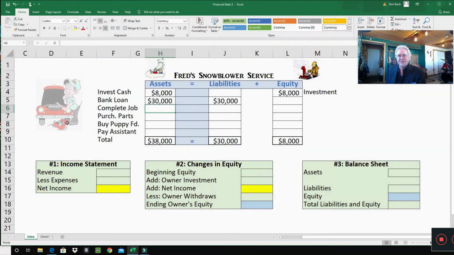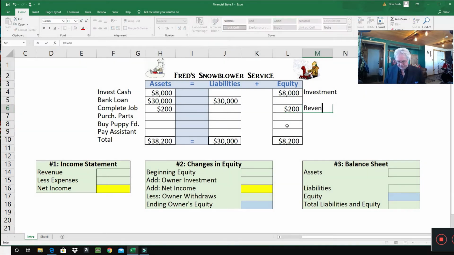Let's say Fred does his very first job. He repairs a snowblower for somebody and he earns $200. So here we go. Now that $200, he doesn't owe that money to anybody. It's his $200, so we're going to place it under equity, 200, and we're going to call that revenue. And if you've seen prior videos, you know that revenue is money coming in from doing your job, and doing your job is really important, and Fred's job is repairing snowblowers.